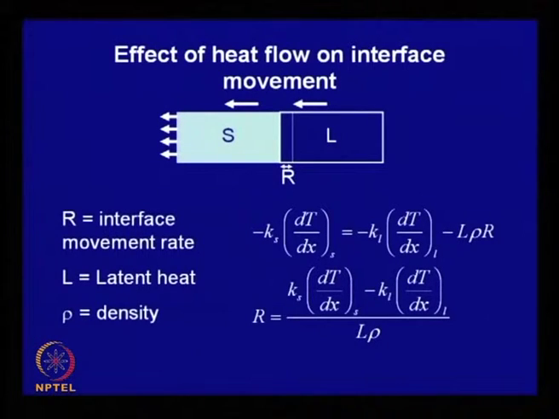Now, in essence, the heat flow has an important effect on the interface movement, which is represented here. This is the heat conduction through solid, this is the conduction through liquid, and this is the latent heat that comes out when solidification takes place. Rho is the density and R is the rate at which this interface moves. Assuming this to be planar, this type of equation can be set up, and we will build upon it. We will see how this affects evolution of structure during solidification in the next class.